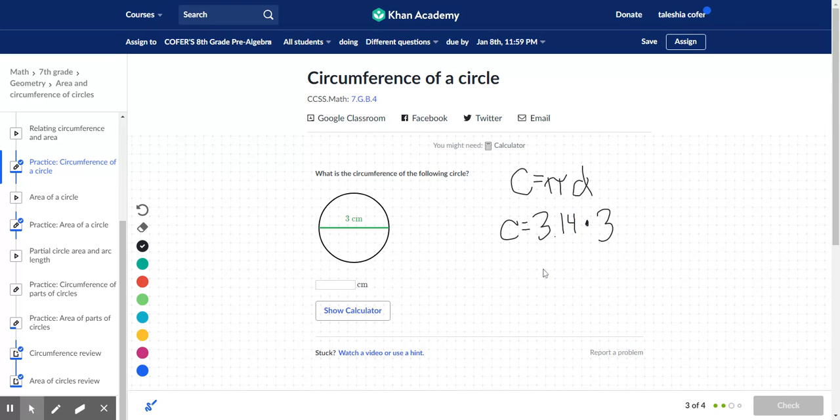I now can multiply this out. 3 times 4 is 12, so I write a 2, carry a 1. 3 times 1 is 3, plus 1 more is 4. 3 times 3 is 9. I have 2 things behind the decimal, so I move my decimal 2 times, and my answer is 9.24. Sorry, 9.42.